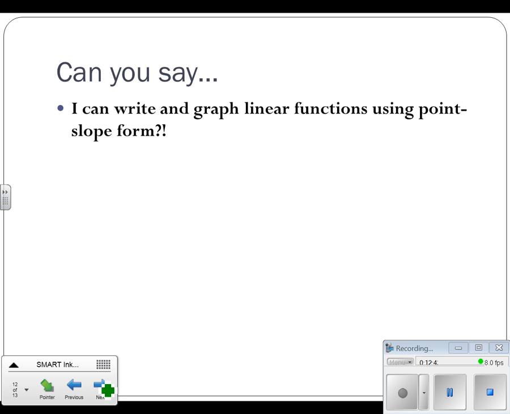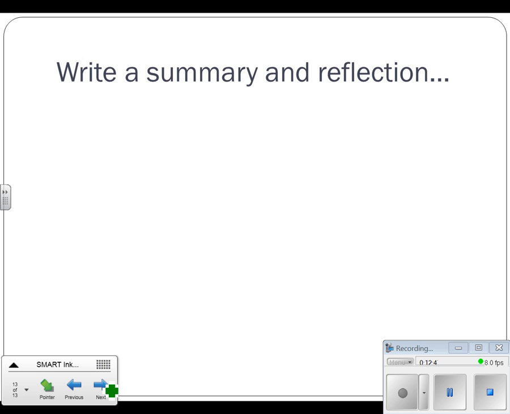Can you say I can write and graph linear functions using point-slope form? Write a summary and reflection and be prepared for the work time in class.